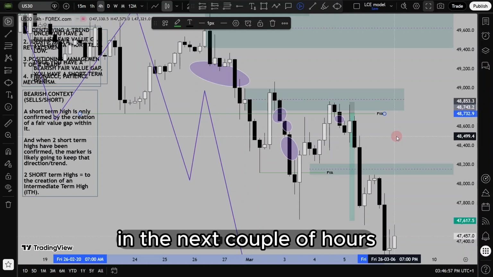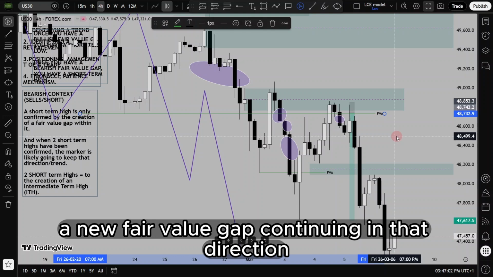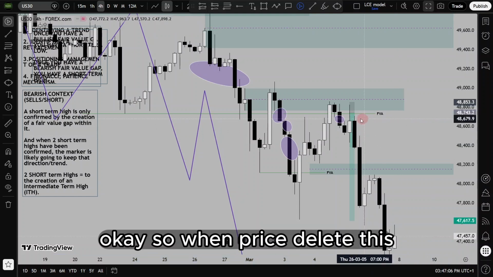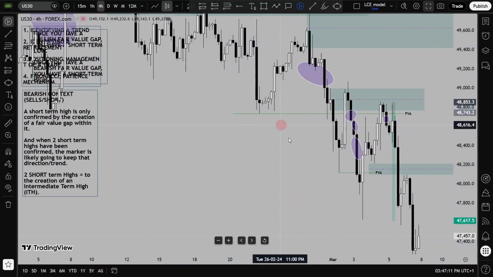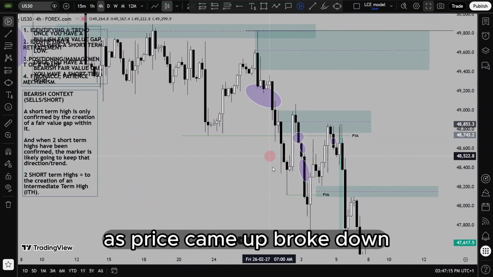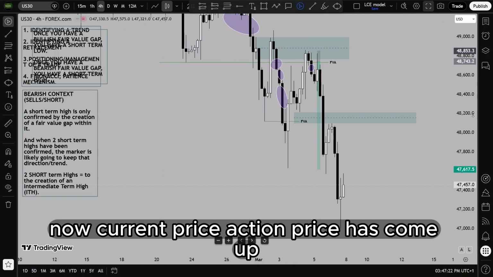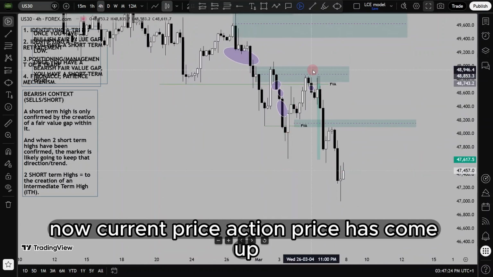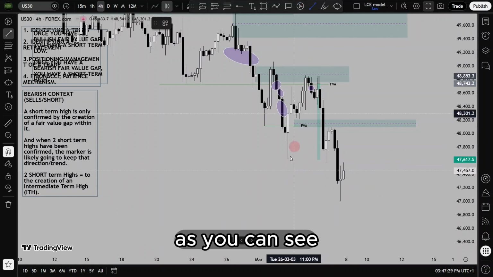In the next couple of hours, you want to see price create what? A new fair value gap continuing in that direction. Okay, so looking at this now, as price came up, broke down, this became fair value area. It came up, broke down, this became fair value area. Now current price action, price has come up, it has broken down. This is our new fair value area, as you can see.